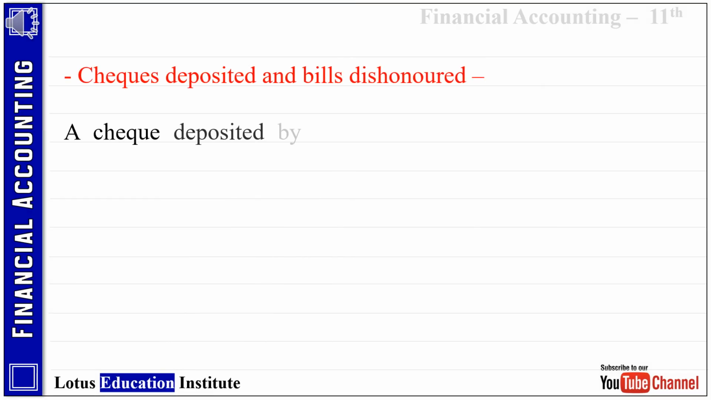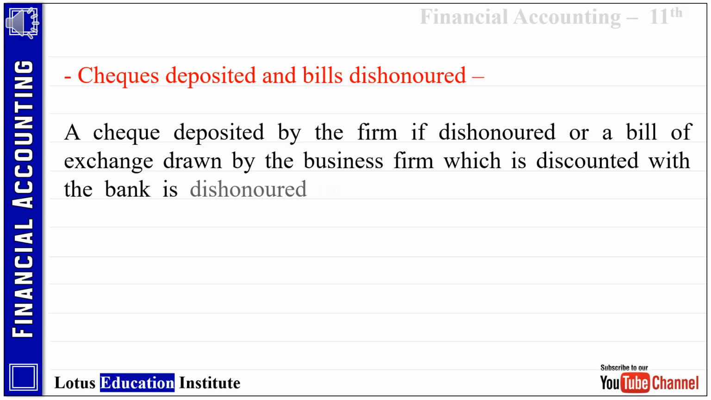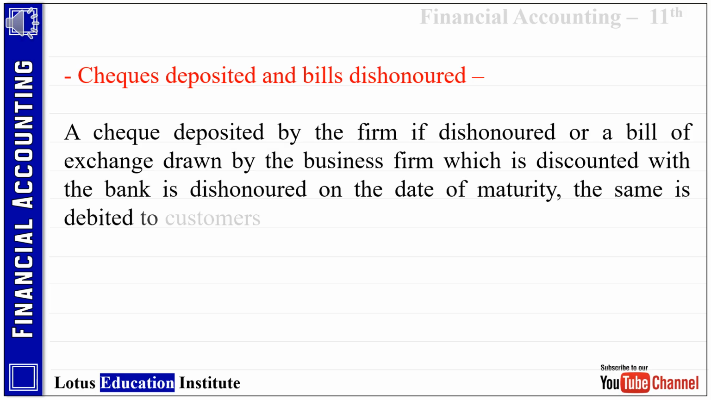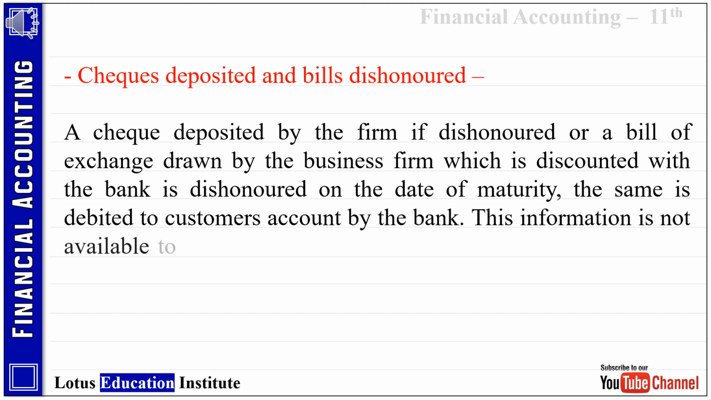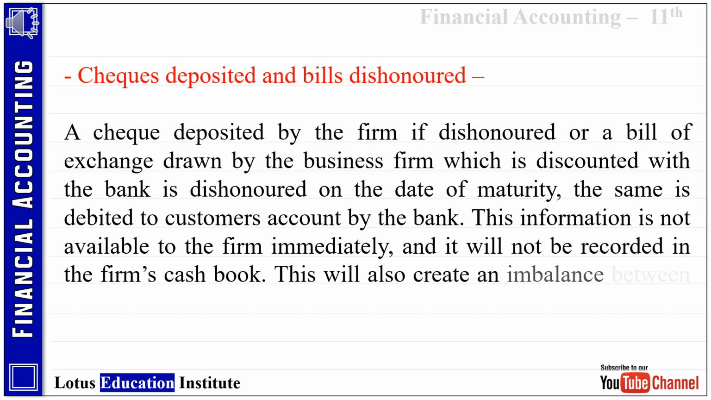Checks deposited and bills dishonored. A check deposited by the firm is dishonored, or a bill of exchange drawn by the business firm which is discounted with the bank is dishonored on the date of maturity, the same is debited to the customer's account by the bank. This information is not available to the firm immediately, and it will not be recorded in the firm's cash book. This will also create an imbalance between the bank passbook and the firm's cash book.